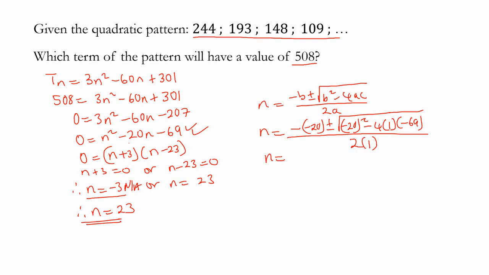So you get n is equal to negative 3, sorry, or n is equal to 23 if you use the quadratic formula. Then this is not applicable. Okay, we can conclude and say, therefore, T23 is equal to 508.